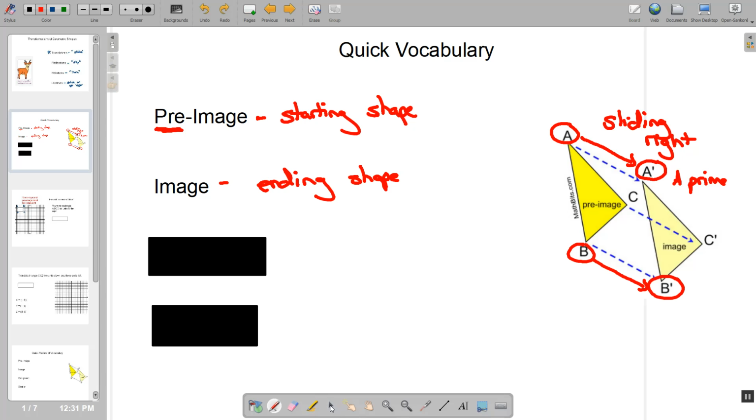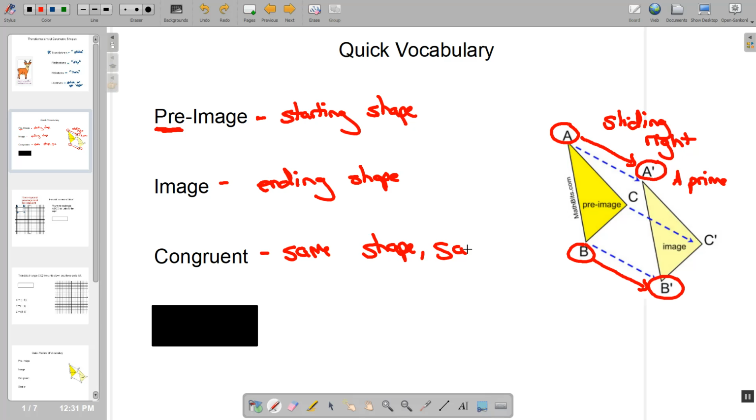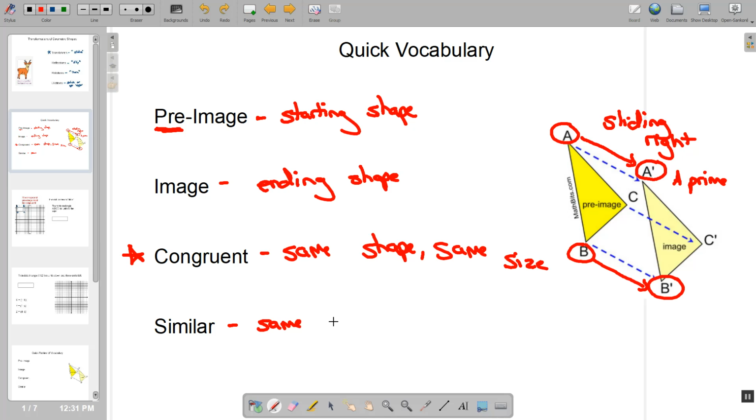Now, if you look at the shape that we created on the left, the shape here is exactly the same as the shape on the right, just in a new location. We call that congruent, which would be the same shape with the same size. So when we are looking at translations, all translations are congruent. Everything in this video should be congruent to what we end with. And then, of course, the other term here is similar, which is if something gets bigger or smaller. So it's the same shape, but different sizes.